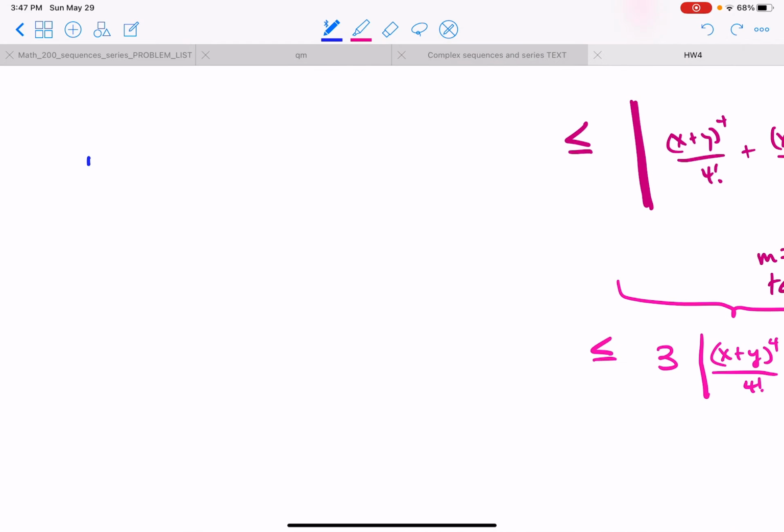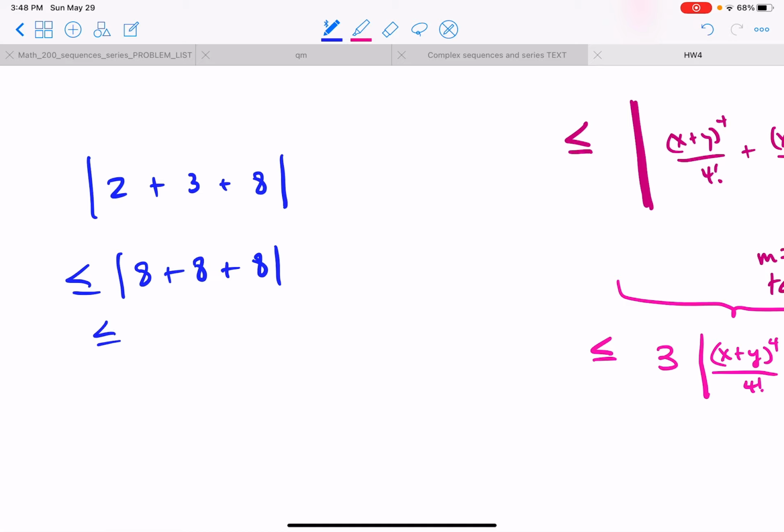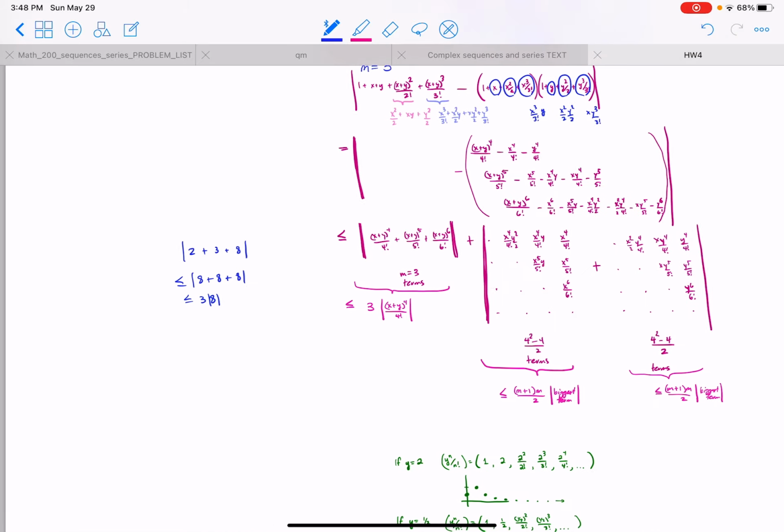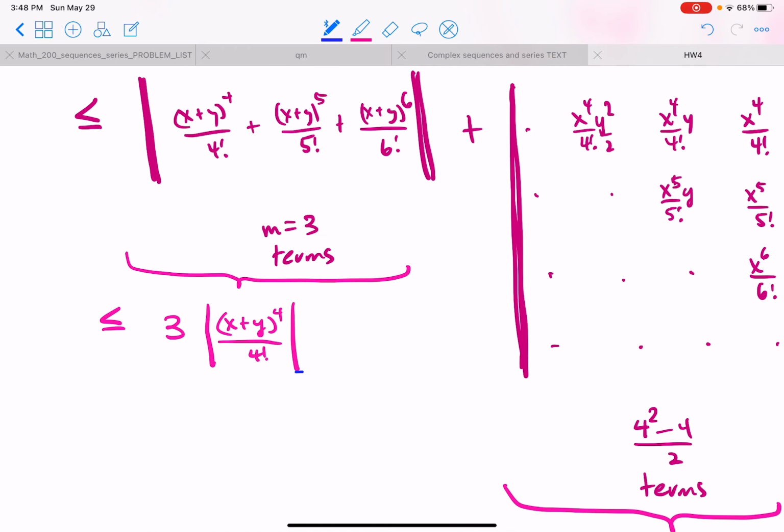It's like if you had the absolute value of 2 plus 3 plus 8, that's less than or equal to 3 times 8. Because it's less than or equal to what? 8 plus 8 plus 8, which is 3 times 8. Anyway, that's exactly what we're doing here. Replacing each of these terms by the biggest one.